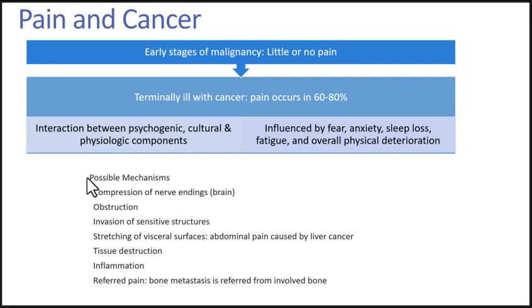Some possible mechanisms relating to pain: a main mechanism is compression of nerve endings. Also, obstruction of nerve or blood vessels can cause pain. Stretching of some of the visceral organs as well can cause pain. So a tumor growing and stretching in the stomach, a tumor growing and stretching in the liver can lead to pain, among many other examples. Tissue destruction and inflammation can lead to pain, and then there's referred pain. So you can have cancer in one area of a bone that can refer pain to other areas because of a connected nerve supply.